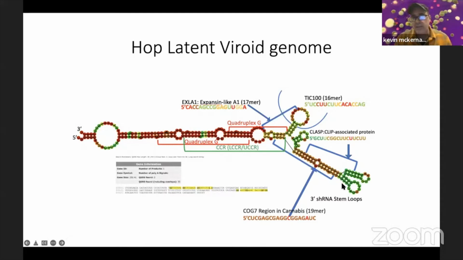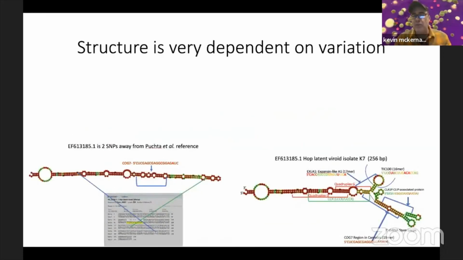The one over here that has homology to COG7 is a nice short hairpin RNA. That's quite common in microRNA biology, and a few others. What's really fascinating about the site that hosts all of these is that if you make as much as two mutations, here there's two mutations in this viroid, and the secondary structure completely changes. That's important because we believe the secondary structure plays a role in how well this thing replicates.